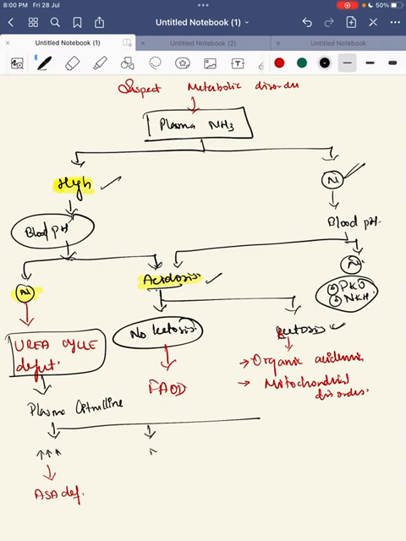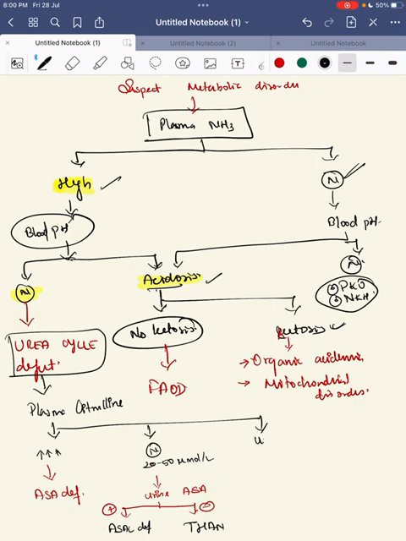Next, when this plasma citrulline level is normal, or between 20 to 50 micromole per liter, you have to do urinary argininosuccinic acid level. When urine argininosuccinic acid is present, it is due to argininosuccinic acid lyase deficiency, that is called argininosuccinic aciduria. Or when this urine ASA is negative, then it can be a transient hyperammonemia of newborn.